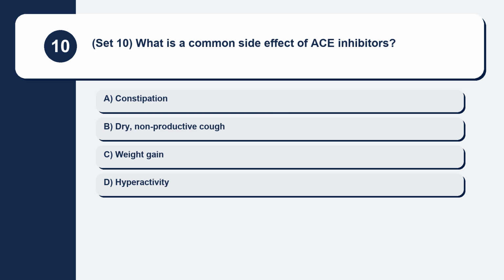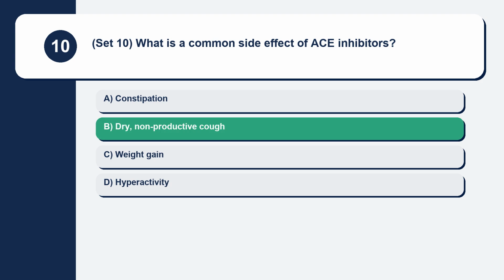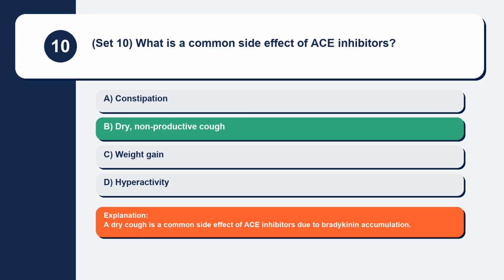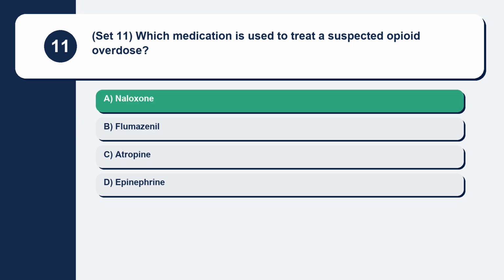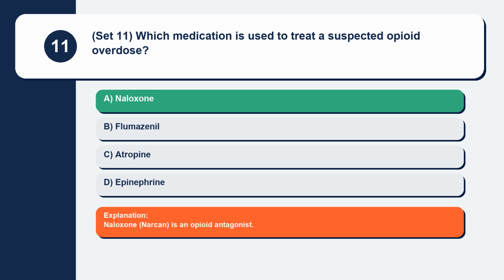Question 10. Set 10. What is a common side effect of ACE inhibitors? Constipation, dry, non-productive cough, weight gain, hyperactivity. A dry cough is a common side effect of ACE inhibitors due to bradykinin accumulation. Question 11. Set 11. Which medication is used to treat a suspected opioid overdose? Naloxone, flumazenil, atropine, epinephrine. Naloxone, Narcan, is an opioid antagonist.